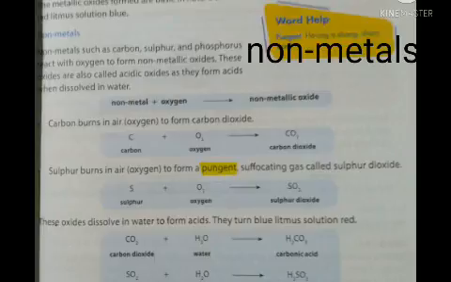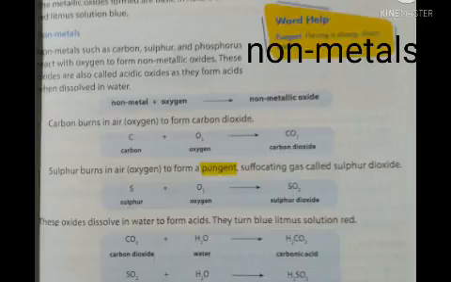Now we are going to see the formula: non-metal plus oxygen gives non-metallic oxide. For example, carbon burns in air or oxygen to form carbon dioxide. The equation is C for carbon plus O2 for oxygen, arrow CO2, carbon dioxide. This is a balanced equation. Sulfur burns in air or oxygen to form a pungent suffocating gas called sulfur dioxide. The equation is S for sulfur plus O2 for oxygen, arrow SO2, that is sulfur dioxide. This equation is also balanced.